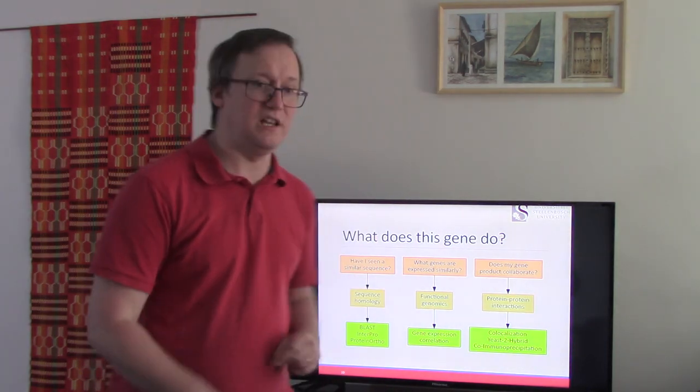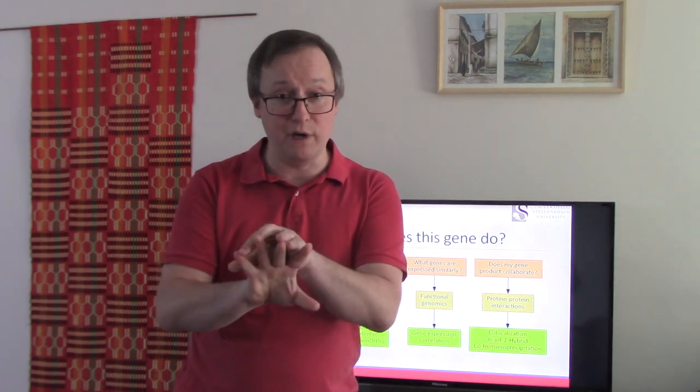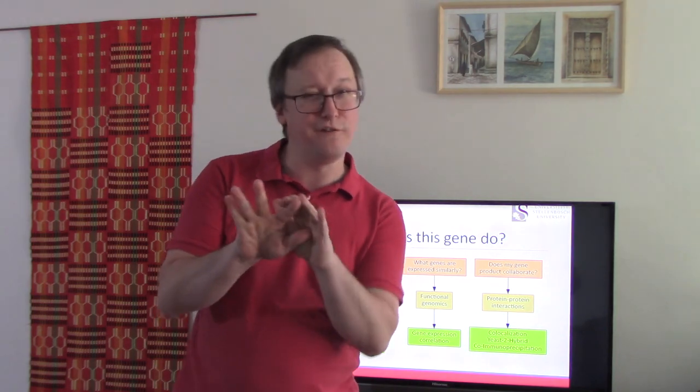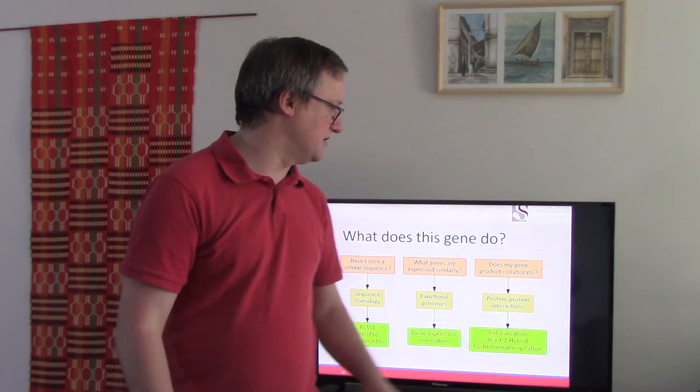So if we see that these five genes go up and down together, and these three are all associated with a particular biochemical pathway, you might infer that these other two also take part in that pathway. Next, does my gene product collaborate?